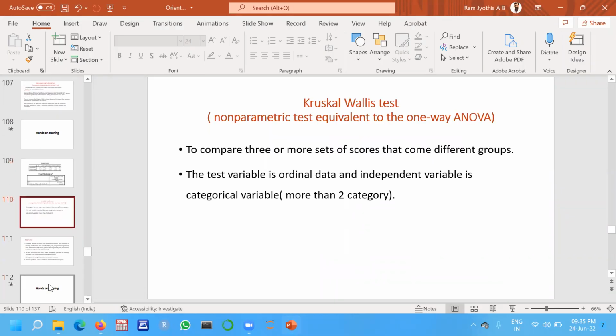Now let us move to the next non-parametric test, that is Kruskal-Wallis test, and it is a non-parametric test equivalent to one-way ANOVA. In one-way ANOVA, you know that we are comparing more than two categories. Here, we compare three or more sets of scores that come from different groups. The same thing: the test variable can be ordinal data and the independent variable is a categorical variable.